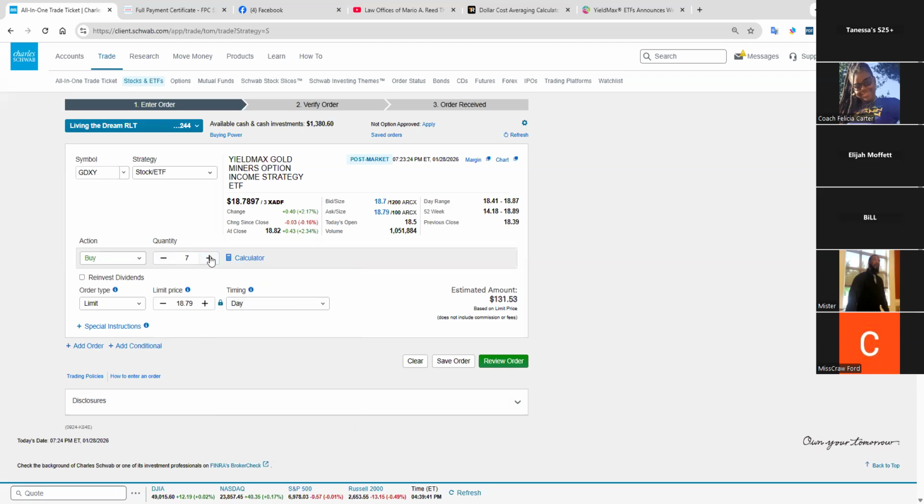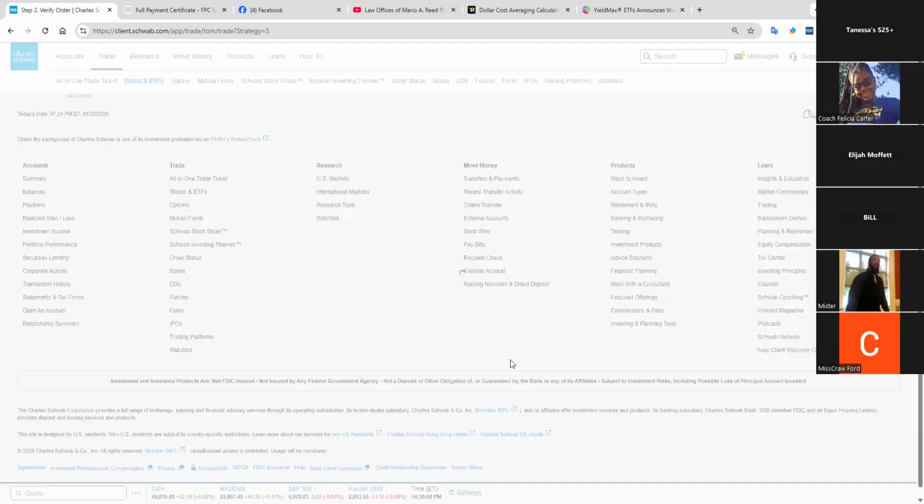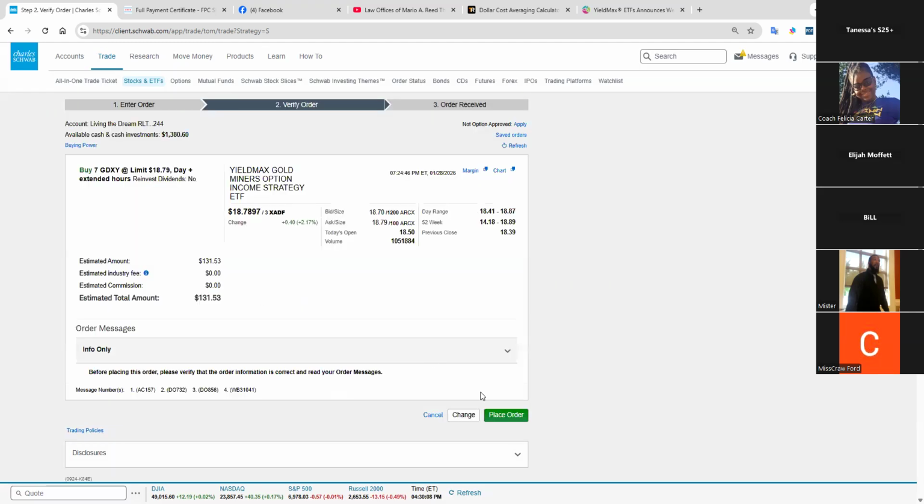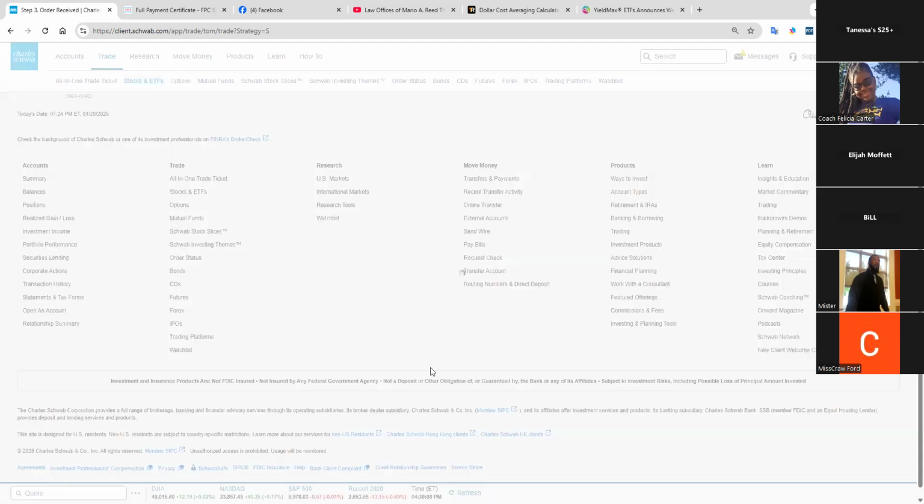I'm gonna go ahead and do one more share, even though it's pushing me over the $125. That's okay, because remember, for those other ones, I was a little bit under, so it all should work itself out. I'm gonna do a limit order. I'm not reinvesting dividends, and I'm gonna do day and extended hours. I want to buy it today in extended hours. I'm going to hit review order, and then I'm going to place the order, and wham, bam, thank you, man.